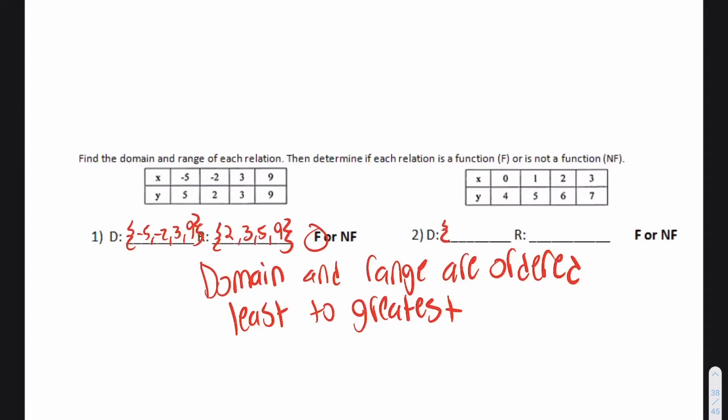For the set in the second table, we have 0, 1, 2, 3. And we have for the range 4, 5, 6, 7. And that's because domain is the x, range is the y's. The x's didn't repeat, so it is a function.